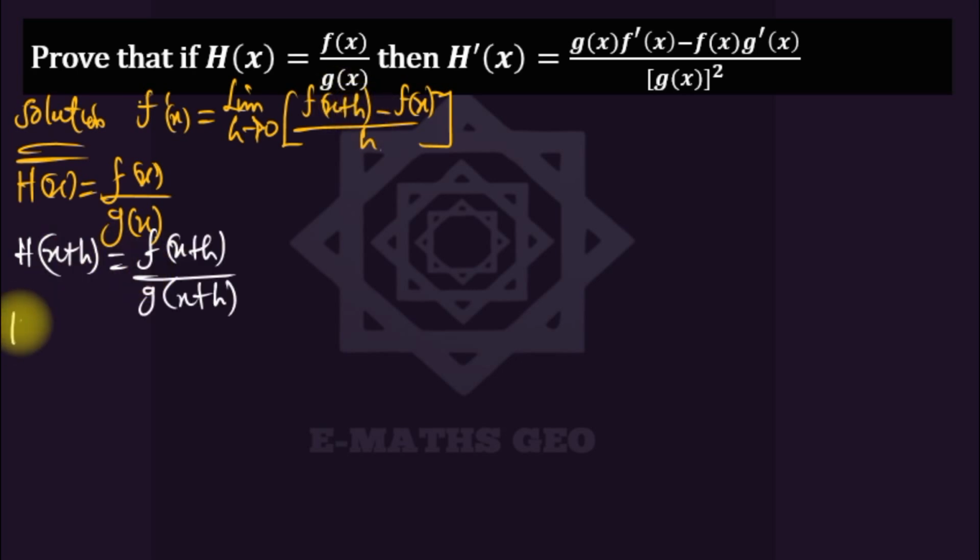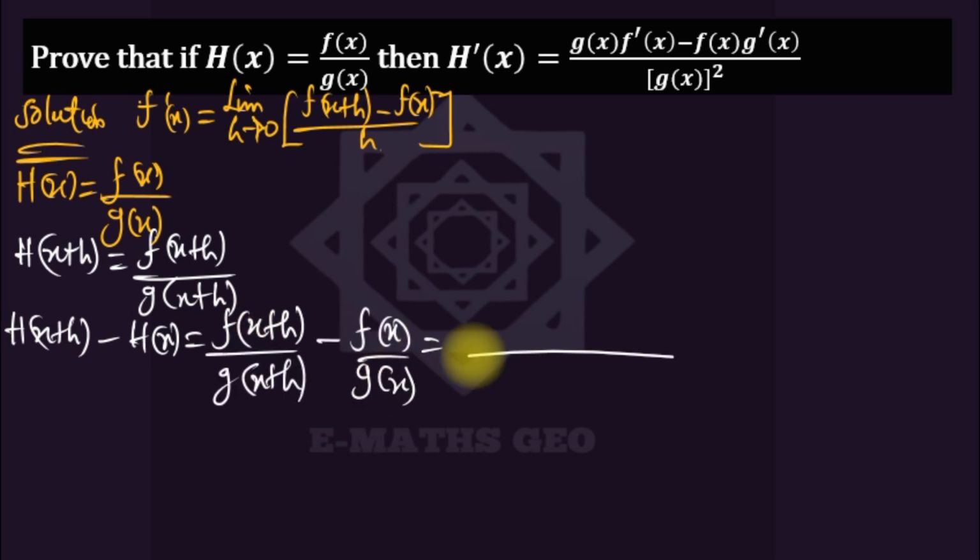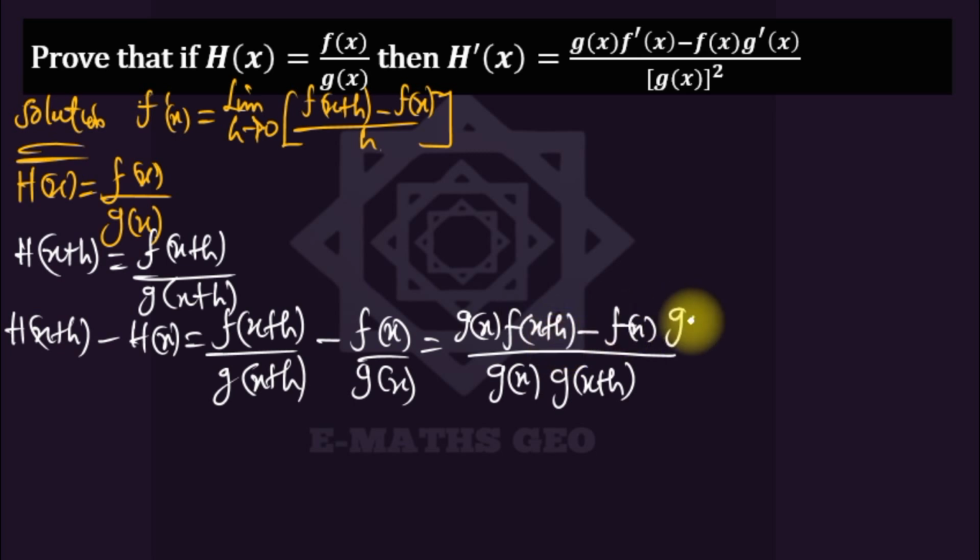So next thing is to subtract the original function from this, which is h of x. The same thing, we'll subtract, so minus f of x over g of x. So looking at this, we can get the LCM, which is g of x times g of x plus h. So here the numerator is g of x times f of x plus h minus f of x times g of x plus h.